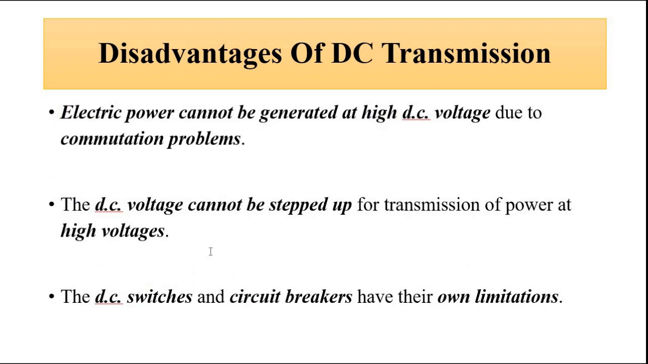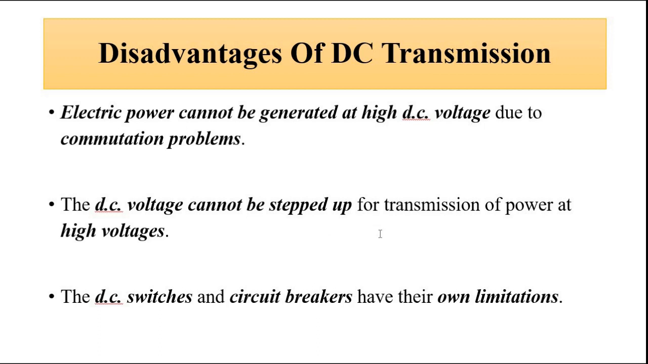Now we'll discuss the disadvantages. In case of DC, the electric power cannot be generated at high voltages, up to the point which can be used in an AC system. Okay, and it is mainly due to commutation problems. So the level up to which we can go in AC, the same level we cannot go in case of DC. So the magnitude of DC voltage for transmission is less.